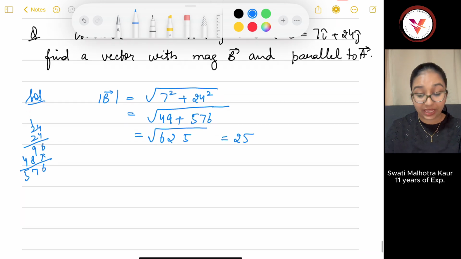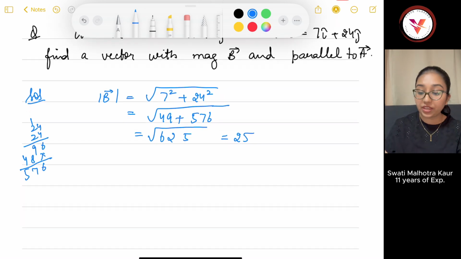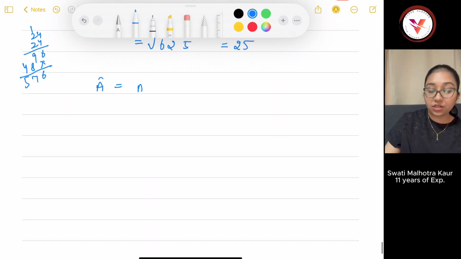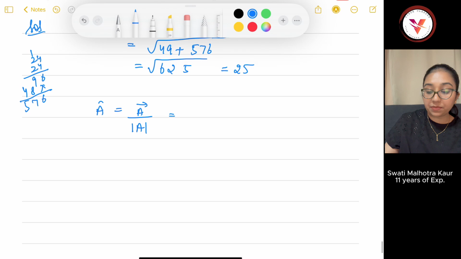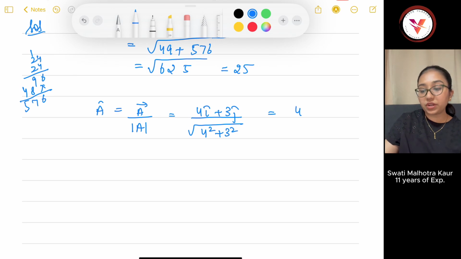Now, if it is parallel to a, you have to get the direction of a. That means you have to calculate its unit vector, and you can calculate it by dividing the vector by its magnitude. So the vector is 4i cap plus 3j cap, and the magnitude is simply the square root of 4 squared plus 3 squared, which is 5. So the unit vector is 4i cap plus 3j cap over 5.